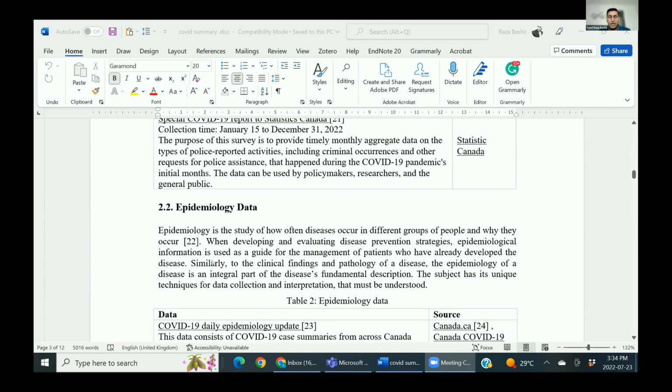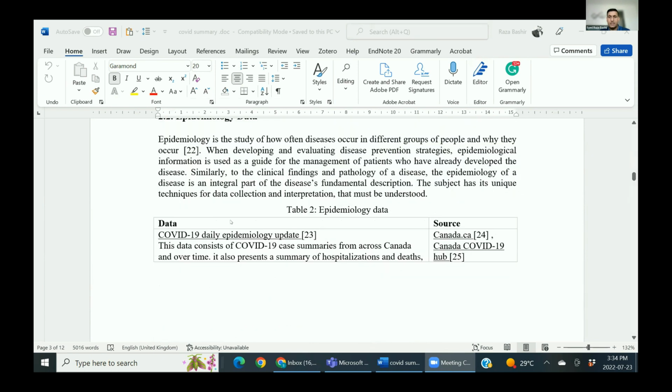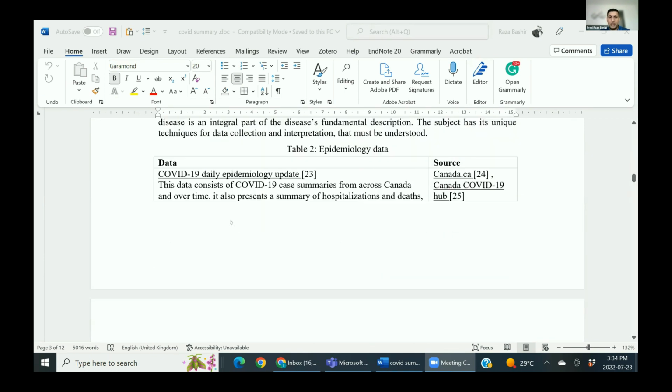So epidemiology is the study of how often diseases occur in different groups of people and why they occur. This is a very new field, and there are epidemiologists and different departments like the University of Toronto that also have that department now, and they have a special degree in it. So this is the epidemiology data, the second one. These are the data sets that we gathered from epidemiology data.